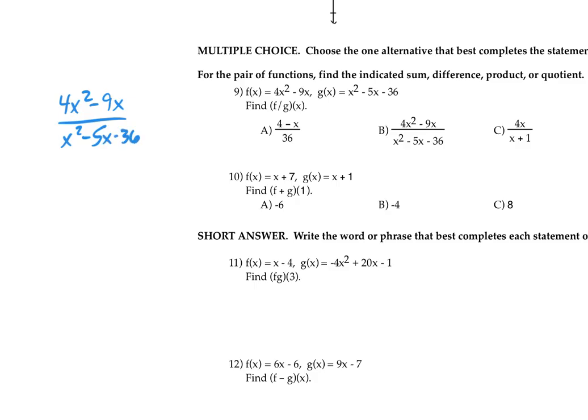And what we want to know is, can I leave my answer like this? And in some cases, we might be able to leave it like this. But what we have to know is, can I simplify it anymore before I leave it like this? So my answer could be this, but we got to see if there's anything else I can do to simplify it. And so to simplify this, we would factor the top and bottom.